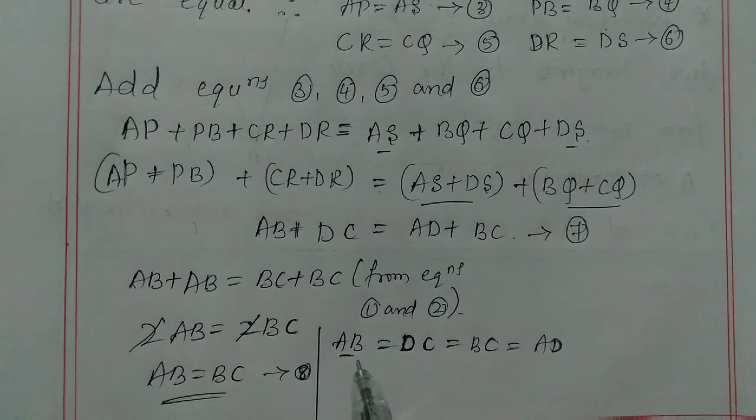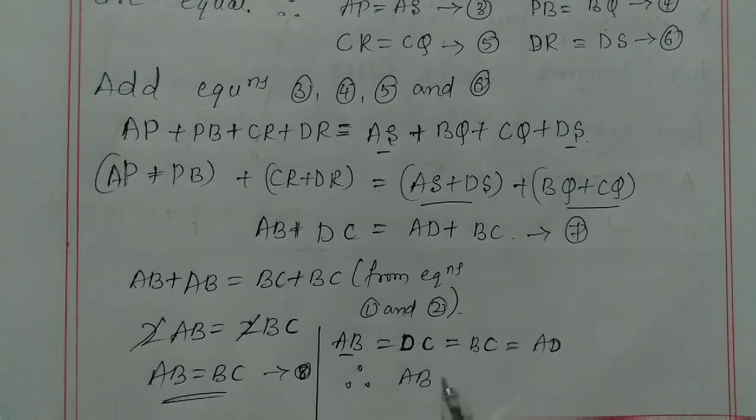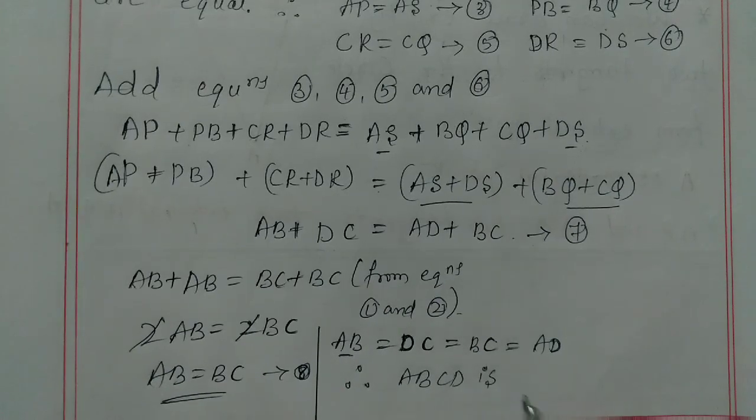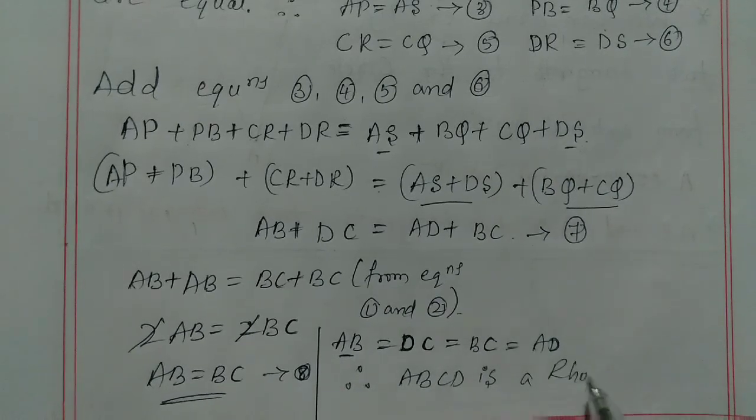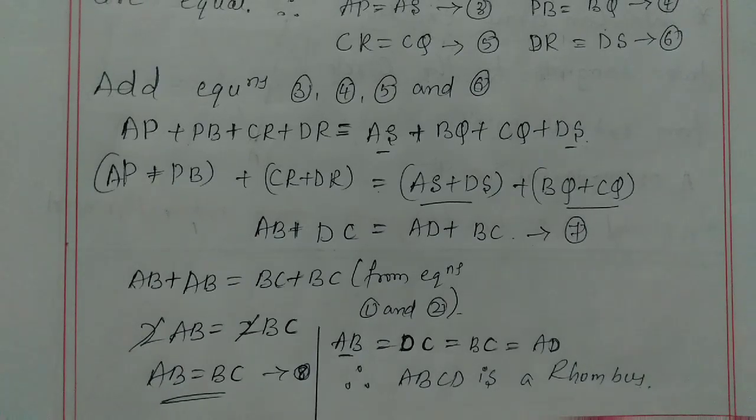Okay. So if in parallelogram all sides are equal, then this becomes a rhombus. So I write here, therefore ABCD is a rhombus I will write. Okay. So I hope you understand.